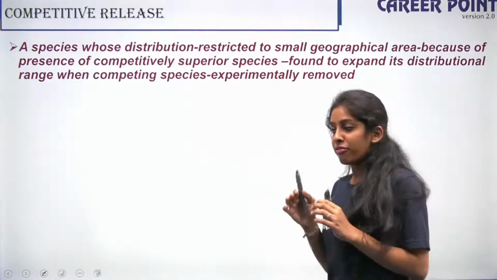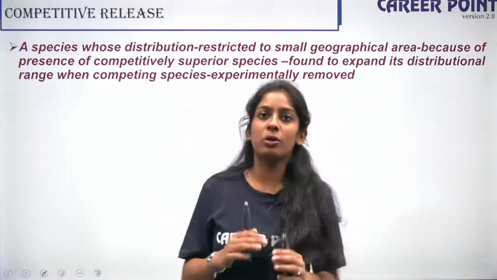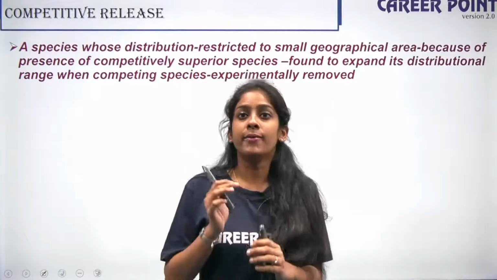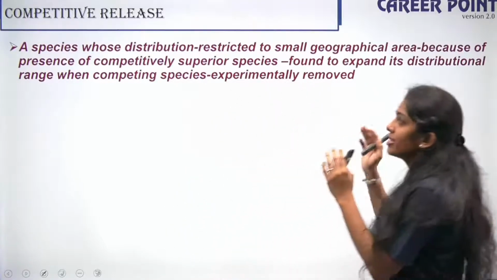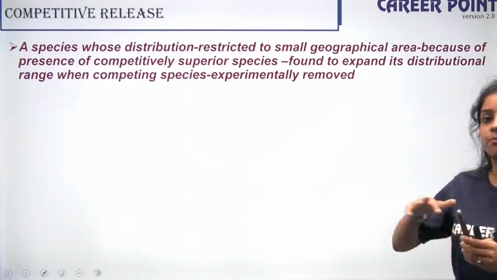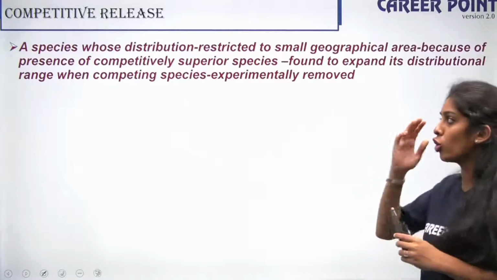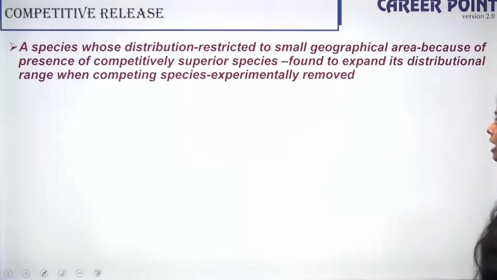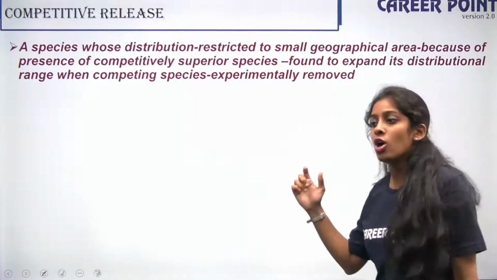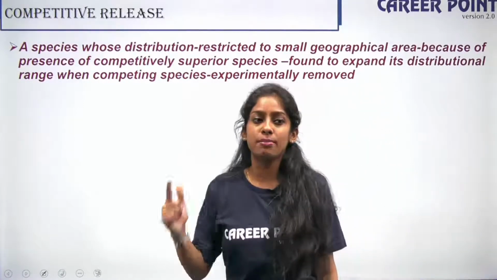Okay, so if I go to the next street, that dog will bully me, so I stay in this street. Which means it is restricting its living to only one particular geographical area, right? It is found to expand its distributional range when the competing species has been eliminated.